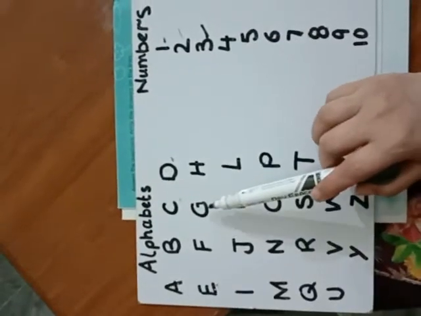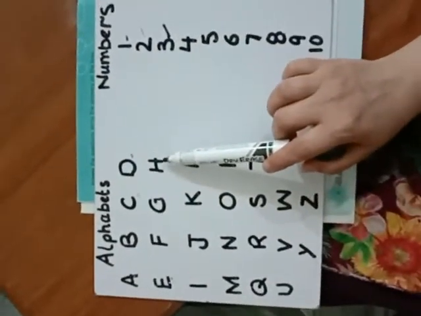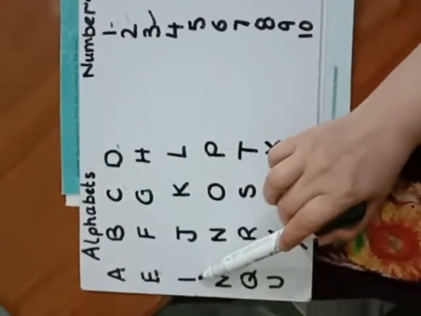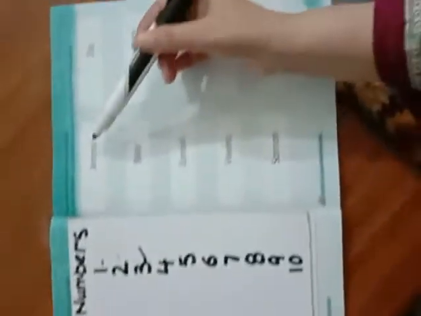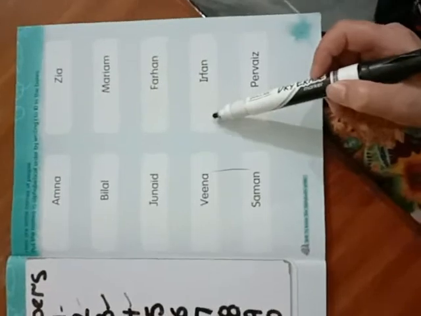Next alphabet is G. Any name starting with G? No, there is no name. Next alphabet is H. Any name, let's see. No, there is no name starting with H. Next alphabet is I. Any name starting with I? Look, yes, here it is Irfan. I-R-F-A-N, Irfan. Give it number 4. In this box write 4.